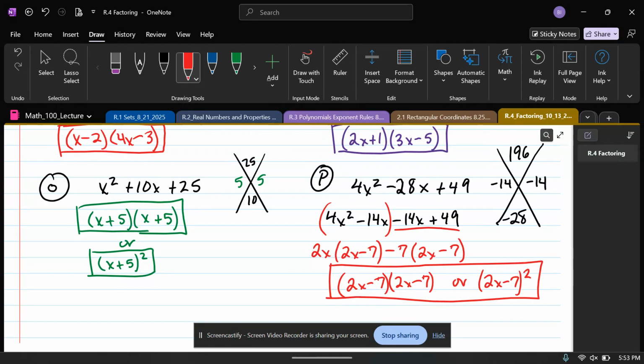4 is a square number and 49 is a square number. The square root of 4 is 2. The square root of 49 is 7. 7 times 2 is 14. And double it, that's the 28. That's the pattern that happens. But I'd just as soon factor them. Just factor it and be done there.